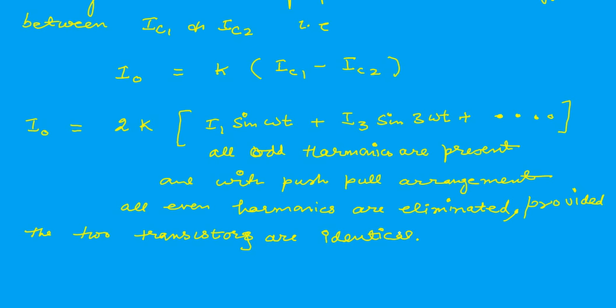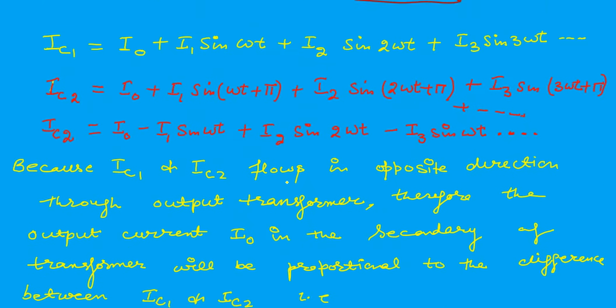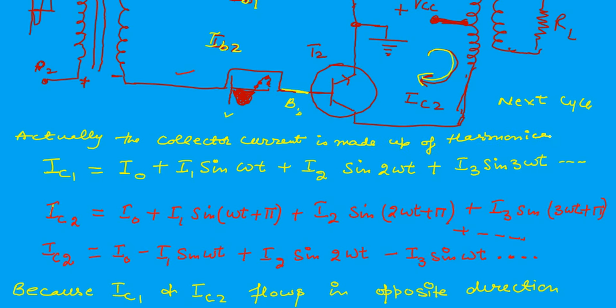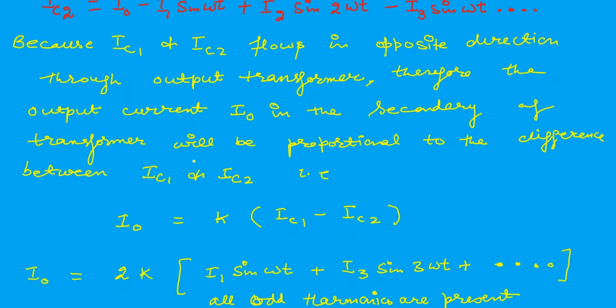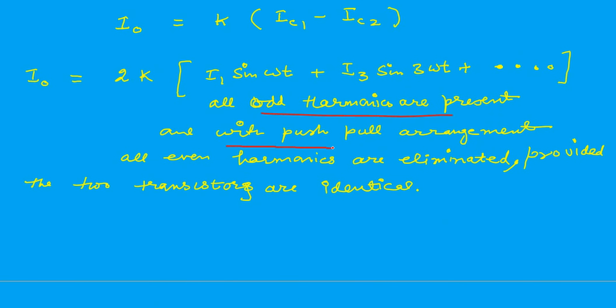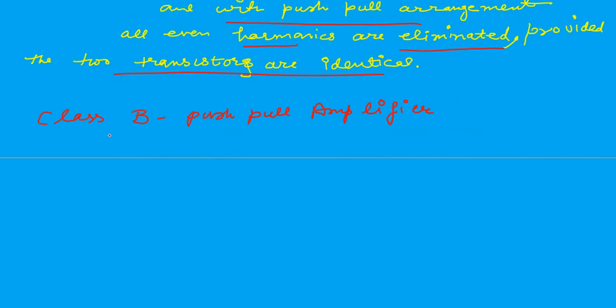Okay, this will happen if the two transistors are identical. Keep in mind this thing also: the two transistors should be identical. Actually, the collector current consists of the signal frequency, and the higher harmonics are always present, but push-pull connections eliminate the even harmonics. So this is very important.